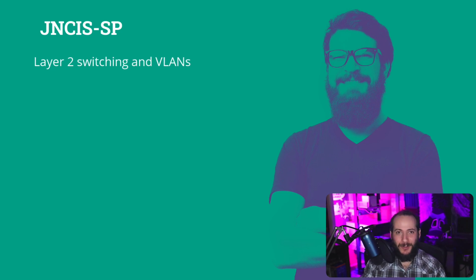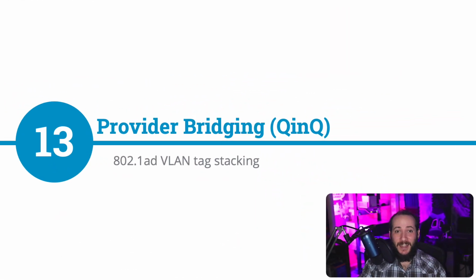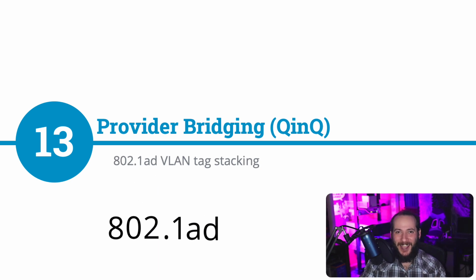In this section of the course, we're reviewing Layer 2 switching and VLANs, where we're covering Layer 2 switching mechanisms and Ethernet switching configurations in JNCIS. In this lesson, we'll be covering VLANs. Now, you may say that we've already covered VLANs. Yes, but we haven't covered VLANs from the provider's perspective. In this lesson, we'll be going over provider bridging, otherwise known as 802.1AD VLAN tag stacking.